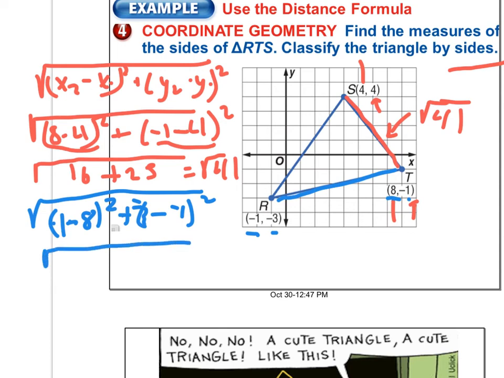So this would be negative 9. Negative 9 squared is 81. And this would be negative 3 minus a negative, which is a plus. That becomes negative 2. Negative 2 squared is 4. So this becomes the square root of 85. Now, does it look longer than the red side? Yes, it does. So unless I made any mistakes, I think I'm accurate.